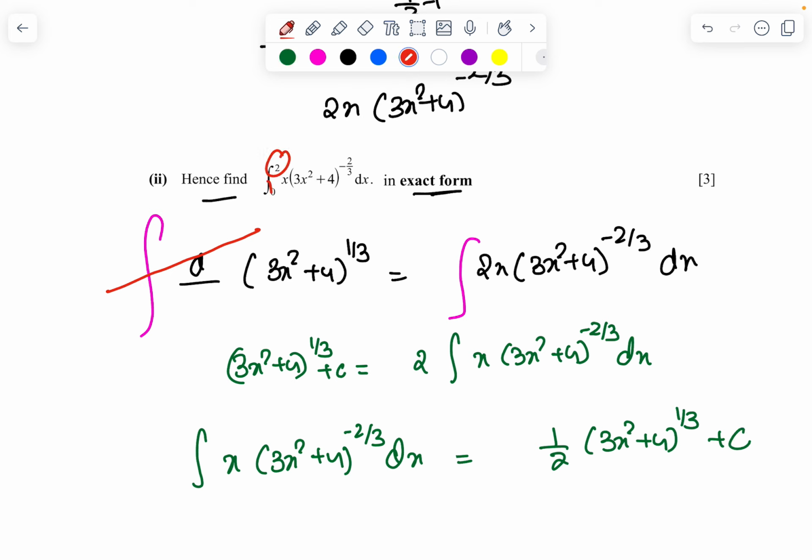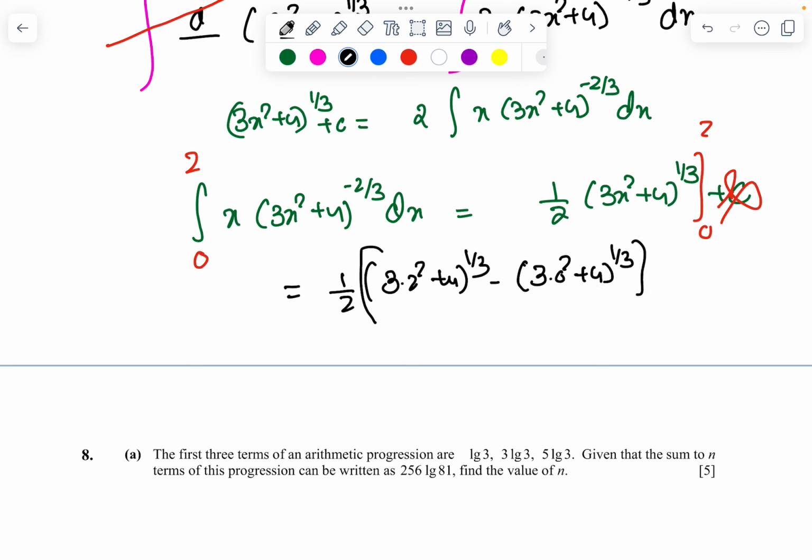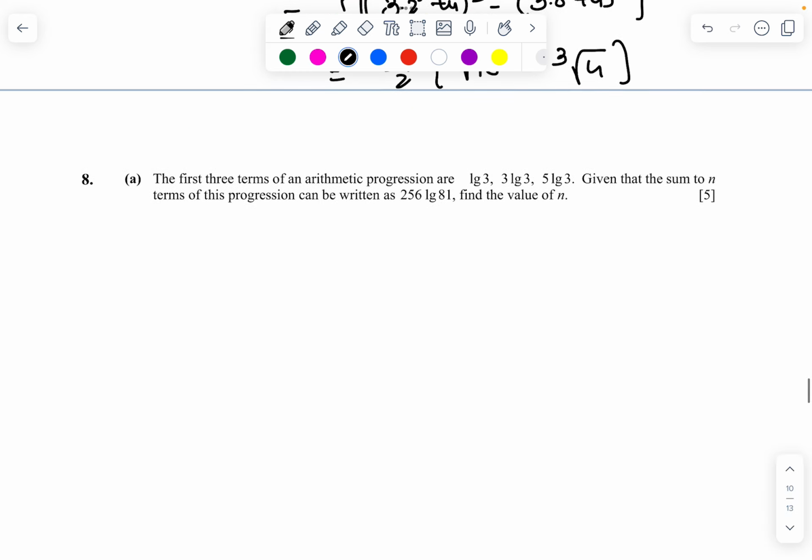But this we see that it is a definite integral. So 0, 2, and no need to write this constant. So what does that become now? Plug in: 1 upon 2, (3 times 2 square plus 4) whole to the power of 1 by 3 minus (3 times 0 square plus 4) whole to the power of 1 by 3. So 1 upon 2 times cube root of 16 minus cube root of 4. It is asking in exact form, leave it there.